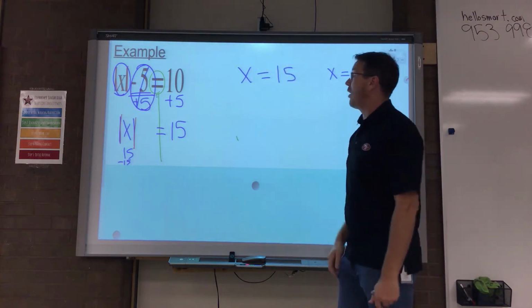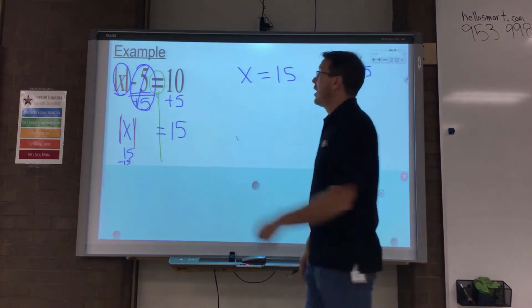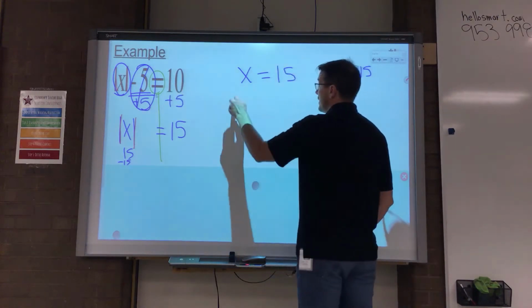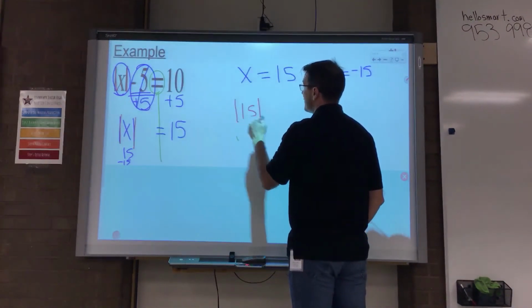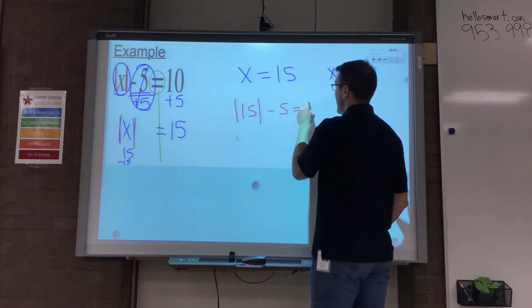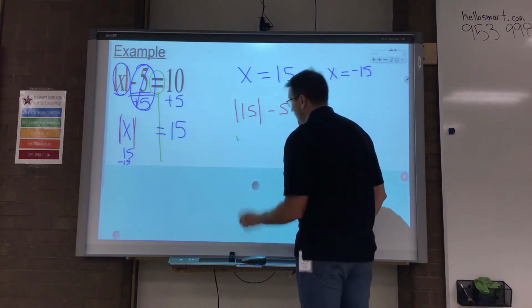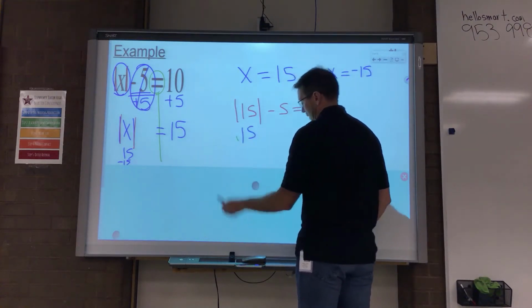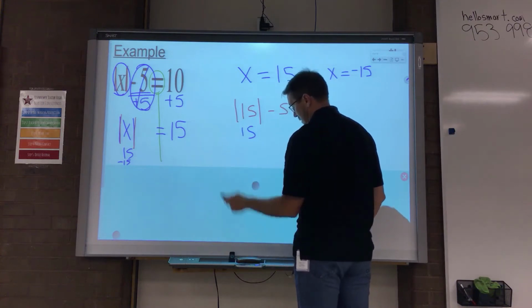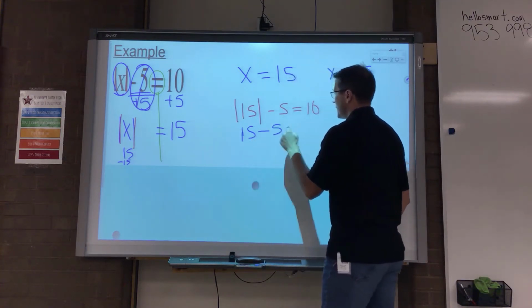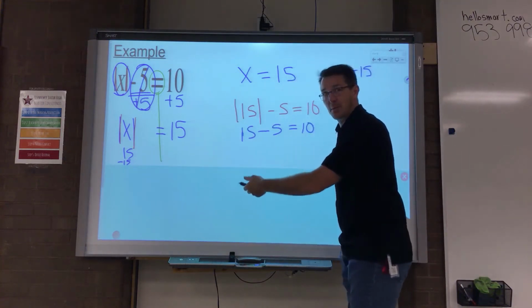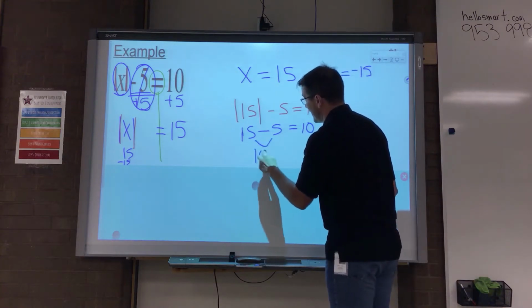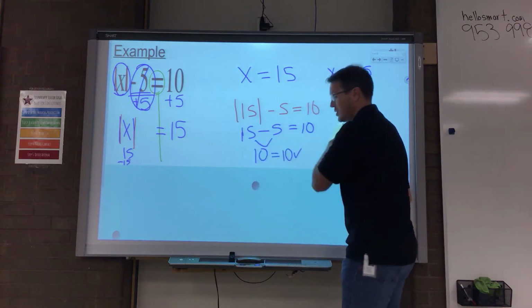And if you're at all confused of whether or not that's true, we can go back and substitute it in. The absolute value of 15 minus 5 equals 10. Well, the absolute value of 15 is 15. And I hate that line there, it's making me twitch. Minus 5 equals 10. So I've done the grouping symbols, absolute value. And then 15 minus 5 is 10. Does 10 equal 10? Check.